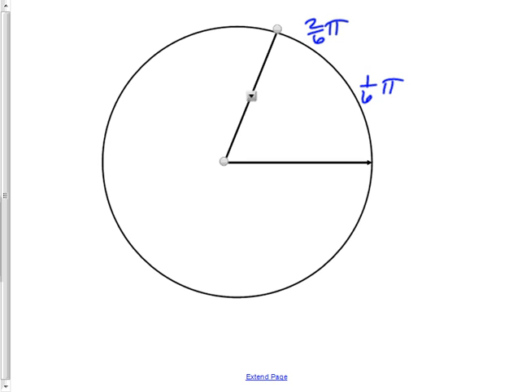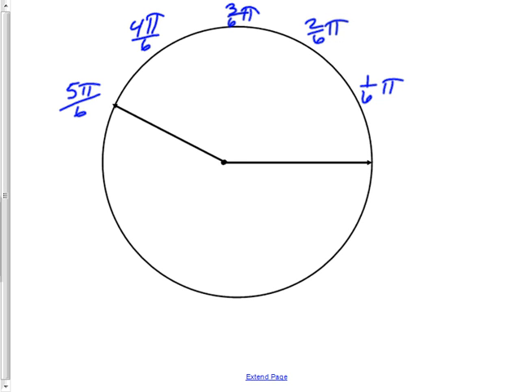This would be 3/6 of a pi, or also known as a half a pi. We already had that one. Okay, we just hit it again. Now, this will be 4/6 of a pi. Also reduces to 2/3 of a pi. 5/6 of a pi. And of course, 6/6 of a pi. And 6 pi over 6 just cancels to just pi again, doesn't it? All right.